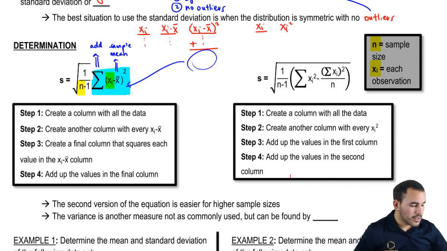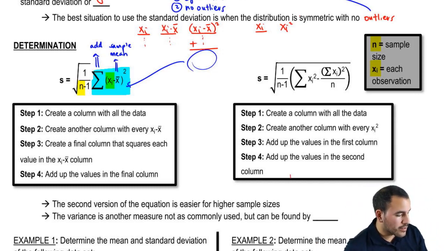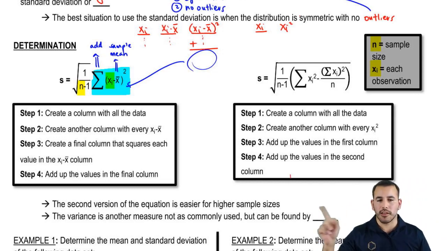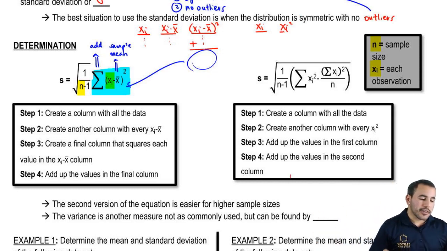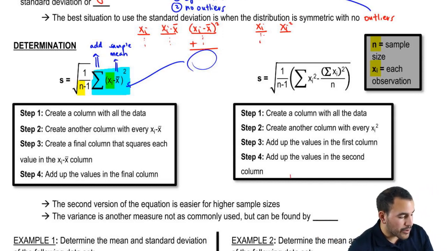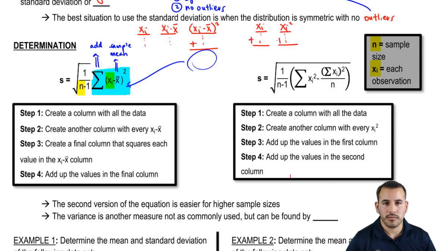So step 1, create a column with all the data. Kind of saw that already in the other one, right? Next, create another column with every xi squared. So we square every one of these. Step 3, add up the values in the first column. Step 4, add up the values in the last column, the second one. Cool? So even just in describing it, it seems a lot easier.